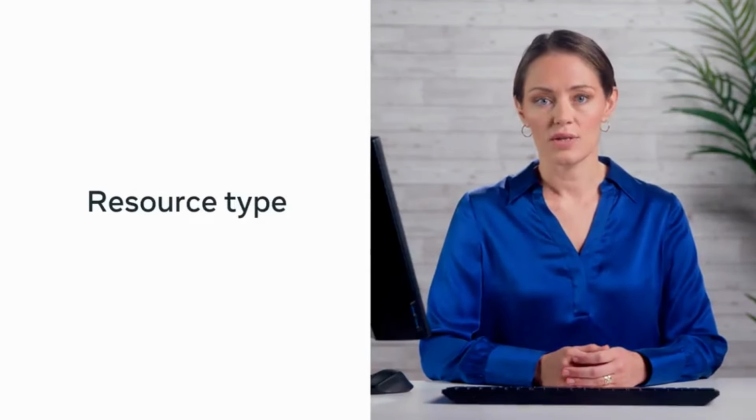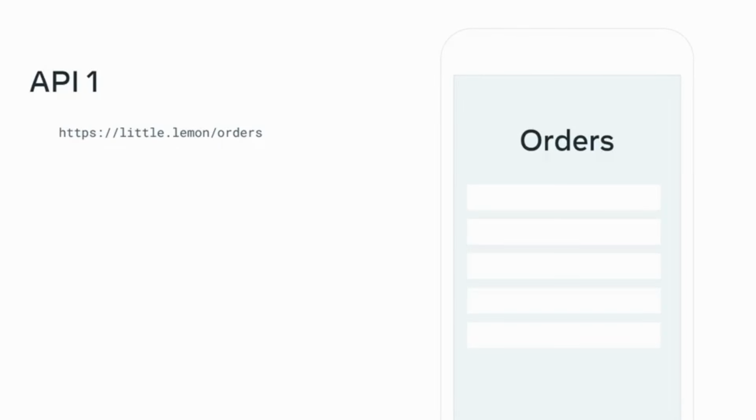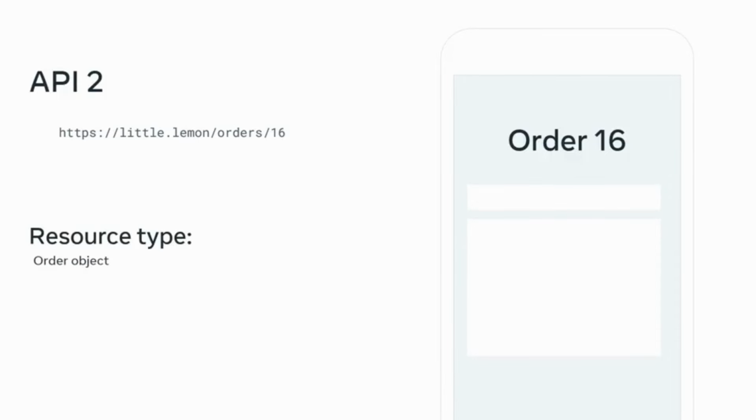If a manager wants to see all orders, the app makes a call to the API little.lemon/orders and displays the result. The resource type in this case is a list of order objects. If a manager wants to view more specific information about a particular order, say the order with the ID 16, the app makes a call to the API little.lemon/orders/16. The resource type is the order object.